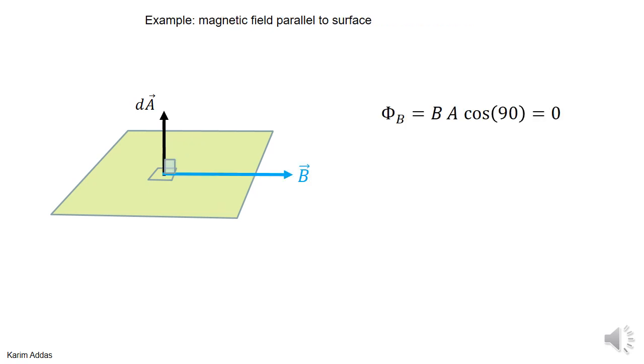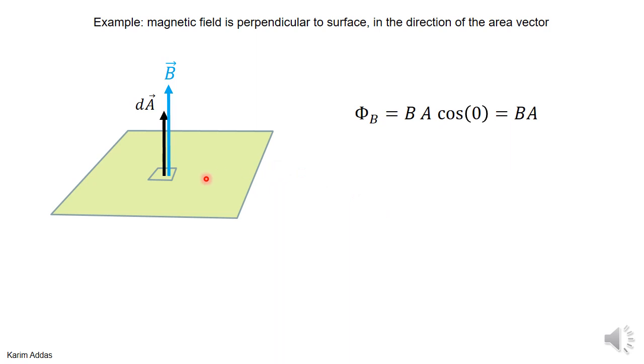surface. You can see, for instance, in the case where B is perpendicular to the area vector, then cosine 90 is 0 and you get no flux. So remember, think about it in the intuitive sense. There are no field lines going through the surface in this case. They're going parallel to the surface, so you don't get any flux.